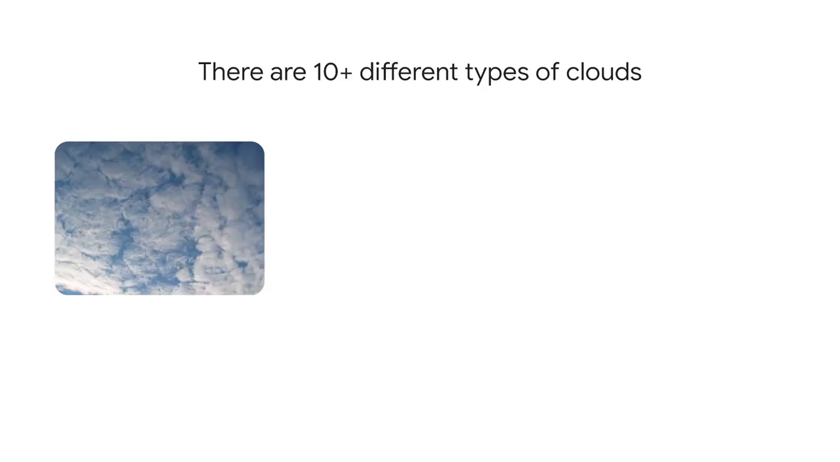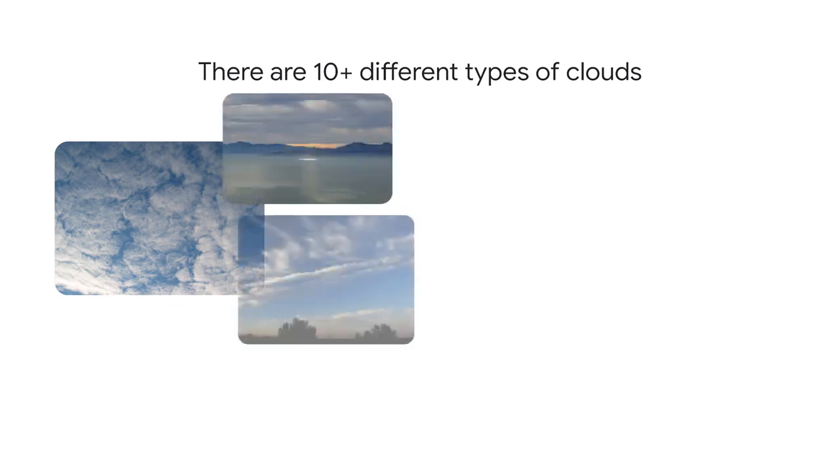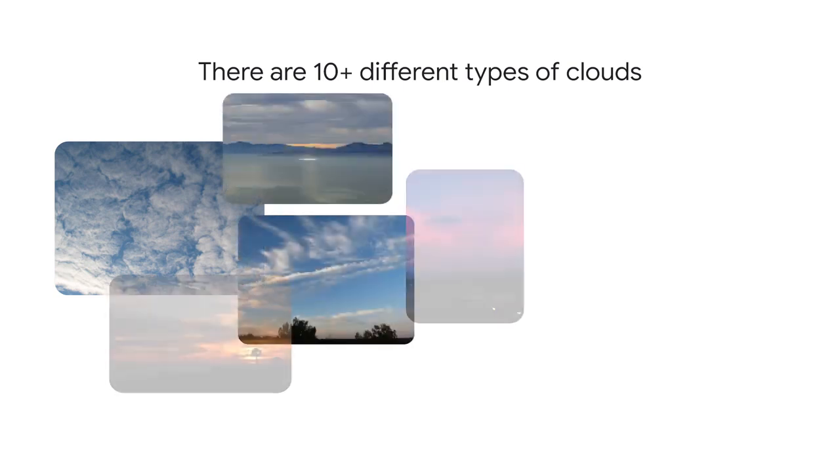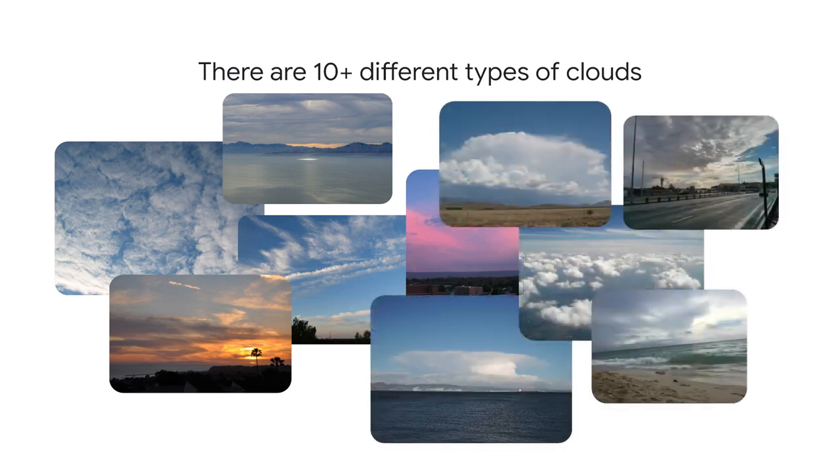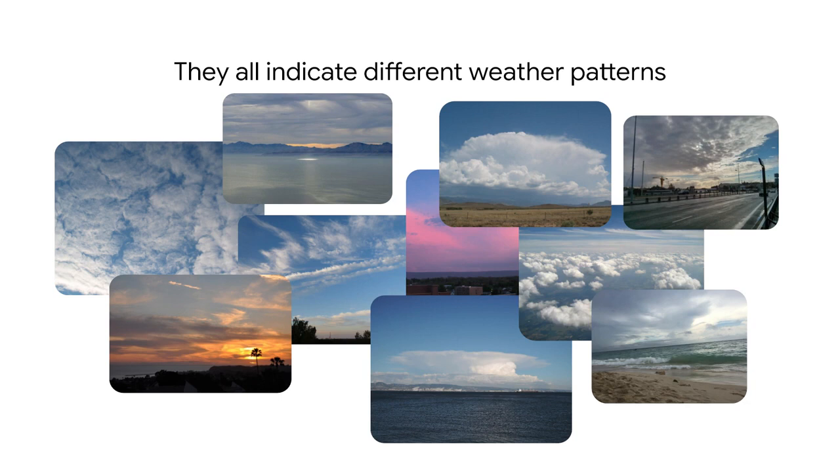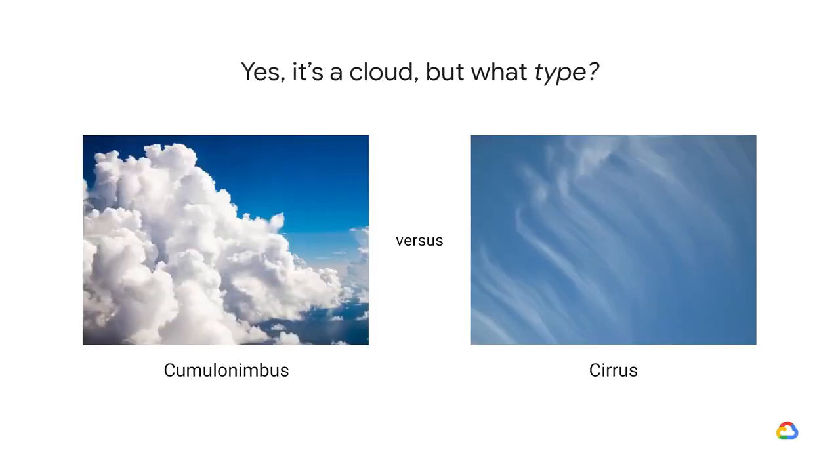There are more than 10 different types of clouds, and each type could represent different patterns of weather that I may want to know ahead of time before it strikes. If I'm a pilot or farmer or travel agency, or even just someone who wants to know if it's going to rain today or not, if we want to predict on weather, this means we need to identify not just that there's a cloud, but also what type of cloud. For example, a cirrus cloud is usually associated with fair weather, whereas a cumulonimbus cloud usually foreshadows rain.